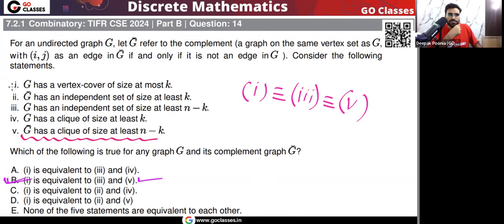Yes or no? Because if the graph G has a vertex cover of size at most k, then the remaining vertices will make an independent set.